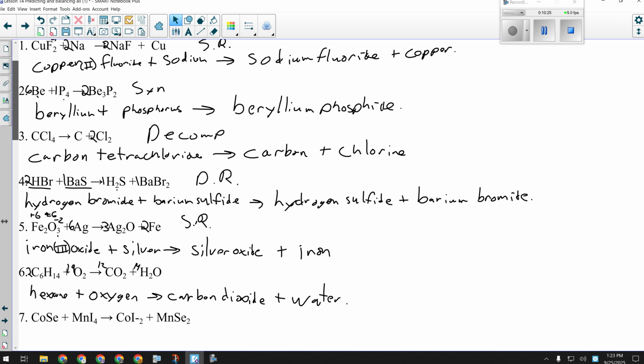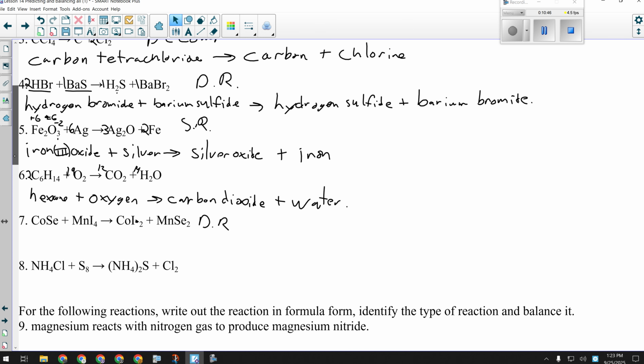All right, and then on number 7, I think that one was on the board as well, right? So in this one here, I've got cobalt and selenium. These are all, that shouldn't be a negative. Okay, these are all ionic compounds. So what kind of reaction is that? Double replacement. Okay, so if I'm doing that one, what do I need to remember about cobalt here?